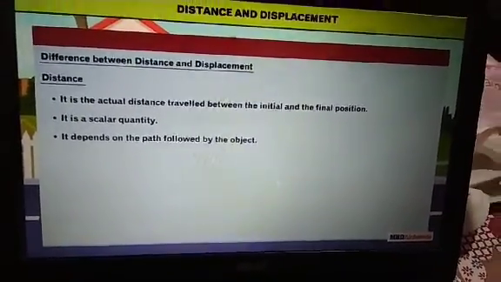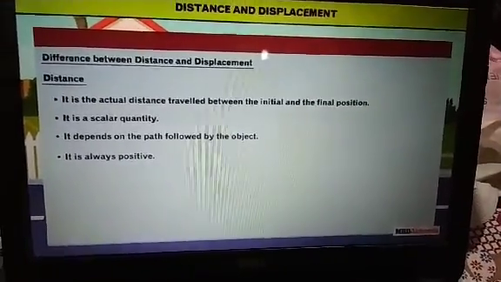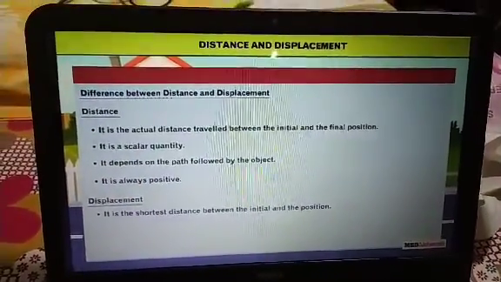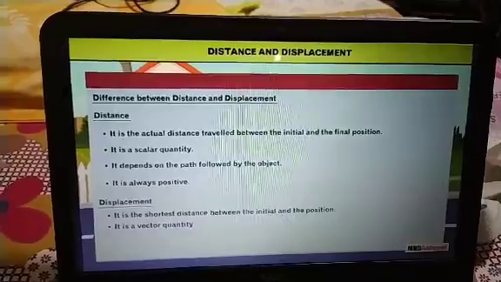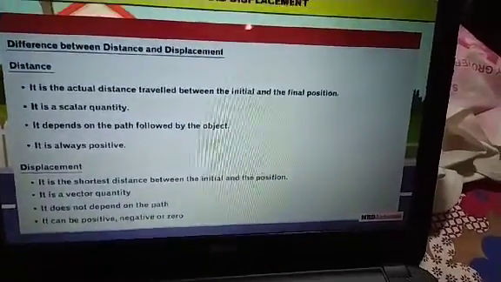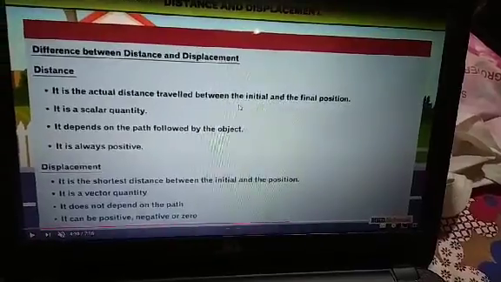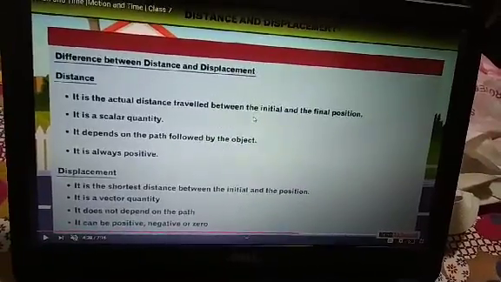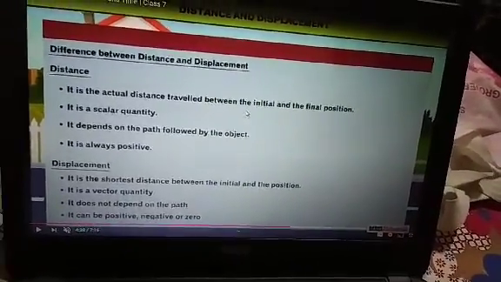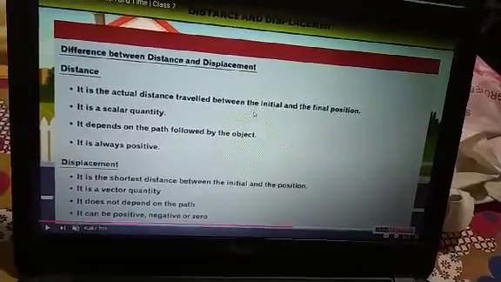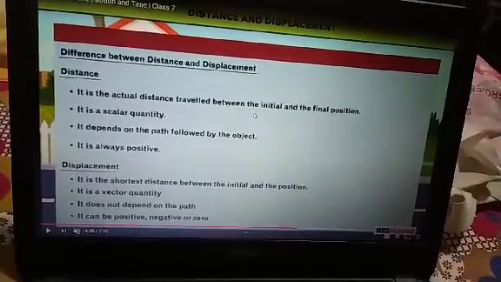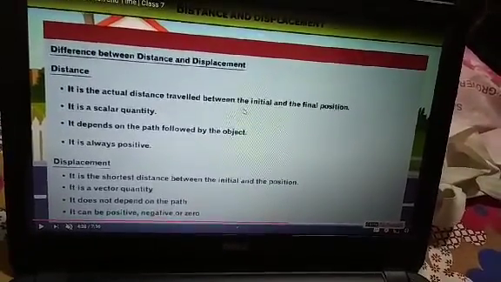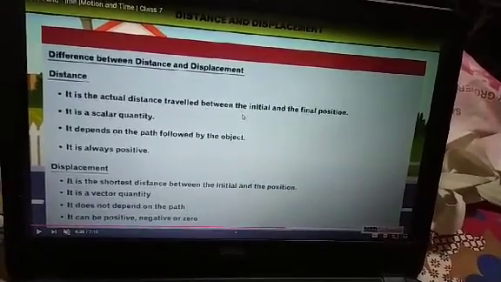So, let us start here. Distance. Again, distance is the actual distance traveled between the initial and the final position. It is a scalar quantity. Means it has no direction. And it depends on the path followed by the object. It is always positive. Distance can never be 0 and can never be negative.